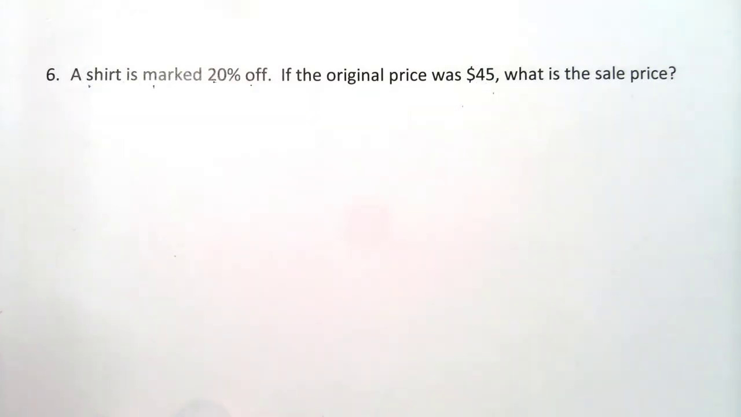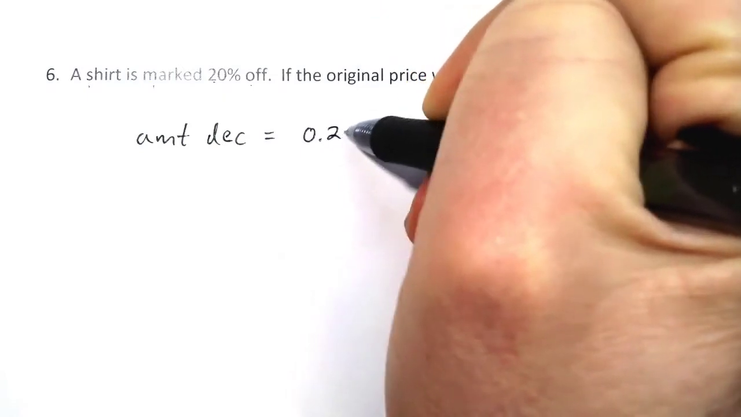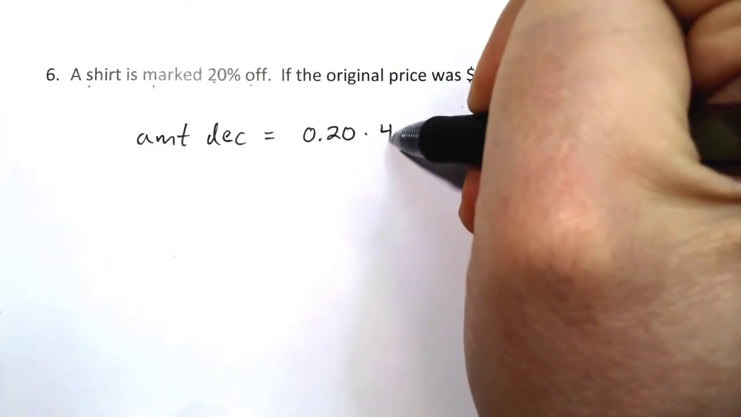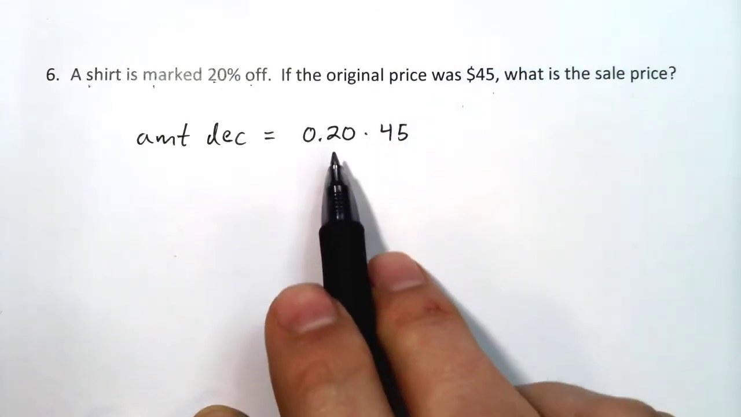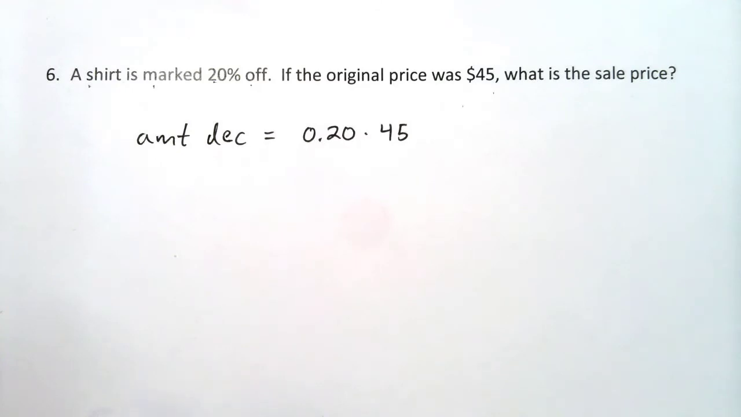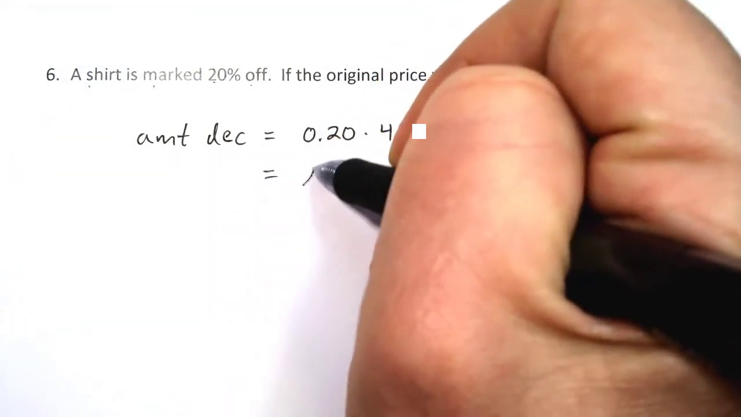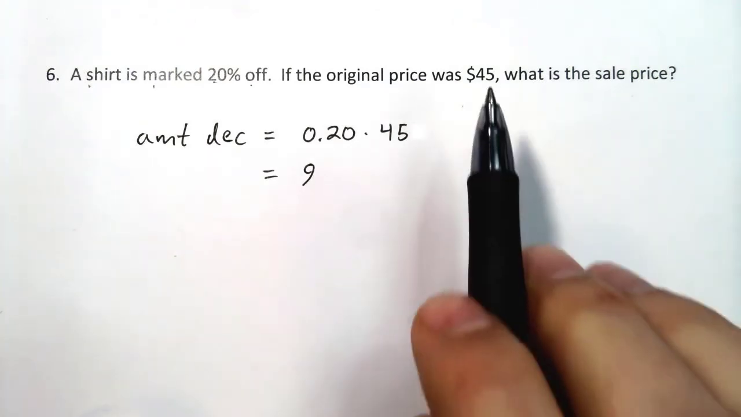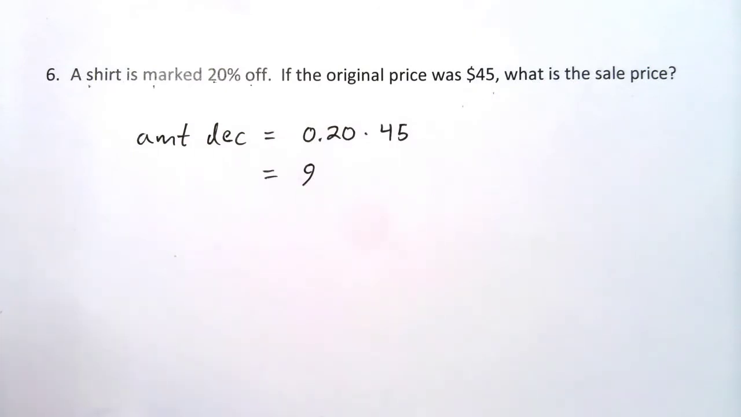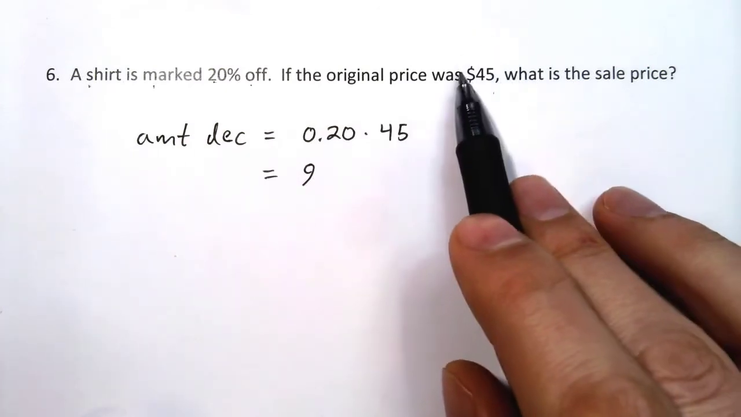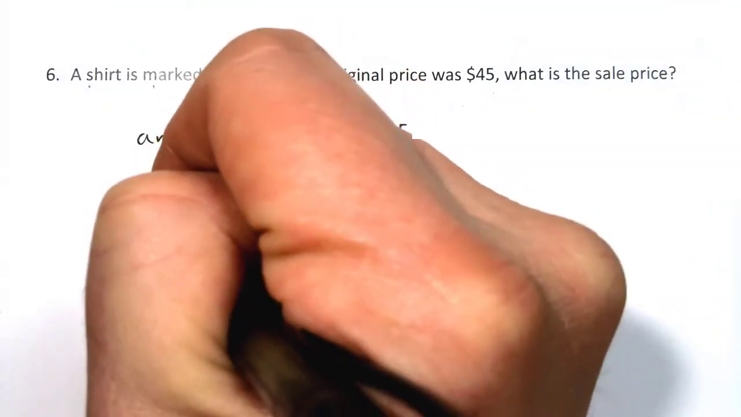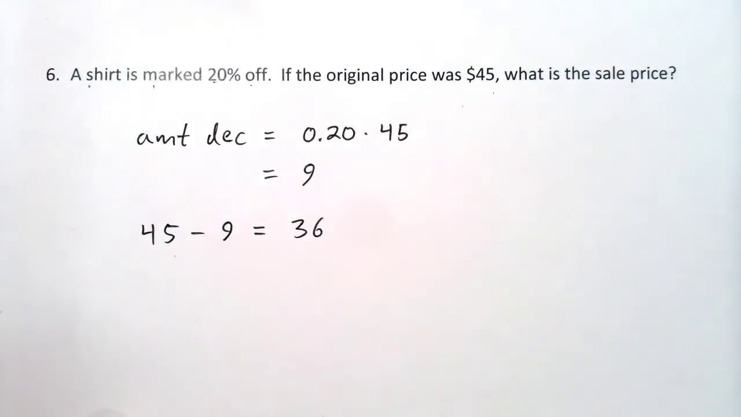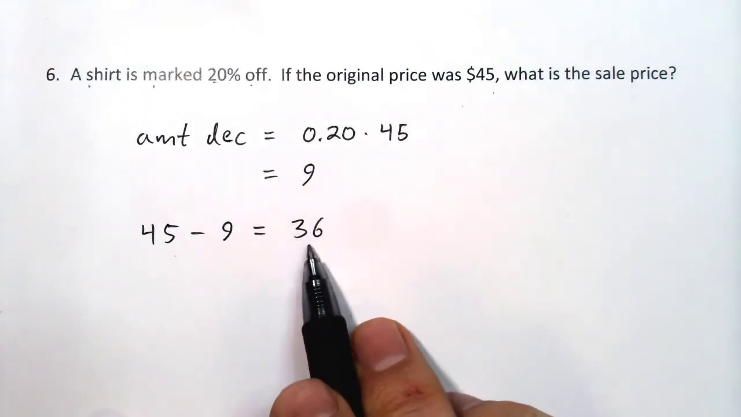And I'm going to call that the amount decrease. And I'm going to multiply that by 45. And what do you get when you multiply 0.2 times 45? You get 9. So the amount of decrease, the part that we're taking off of the $45, is $9. So what we're going to do to get the final answer is take 45 and subtract the 9. So we can see that the sale price is $36.